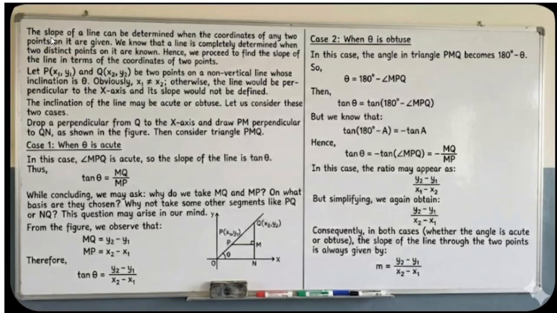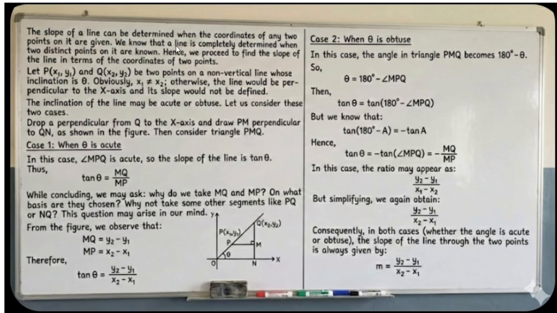Okay, once we understand the slope of the line, how can we determine it? It can be determined if the coordinates of any 2 points on it are given. Suppose a line is given, and the 2 points are given. It is very easy to find out the slope of the line.